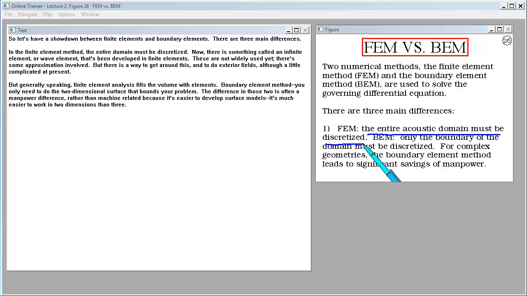There's some approximation involved, but there is a way to get around this and to do exterior fields, although a little complicated at present. But generally speaking, finite element analysis fills the volume with elements. Boundary element methods, you only need to do the two-dimensional surface that bounds your problem. And the difference in those two is often a manpower difference rather than machine related, because it's easier to develop surface models. It's much easier to work in 2 dimensions than 3.